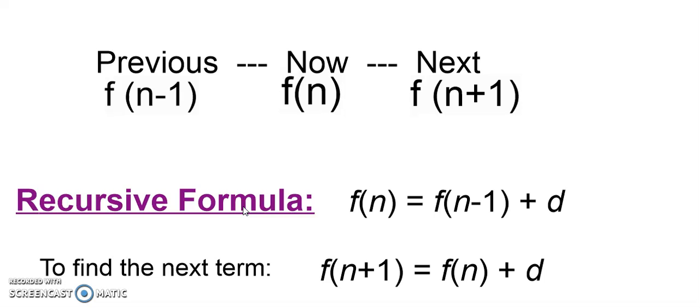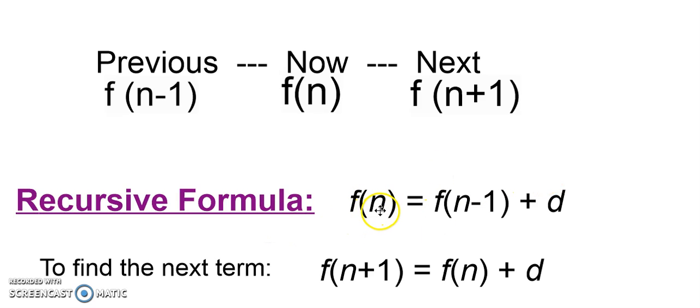So the way the recursive formula works is that to get our current term, f of n, whatever term it is that we want, we have to take the term before, which is f of n minus 1, and we have to add D, this common difference. So I'll show you an example. If we wanted to find the second term, we would take the first term, and if our first term was 3, and each time we're adding on another 3, then my previous term plus 3 would get me 6, the next term.